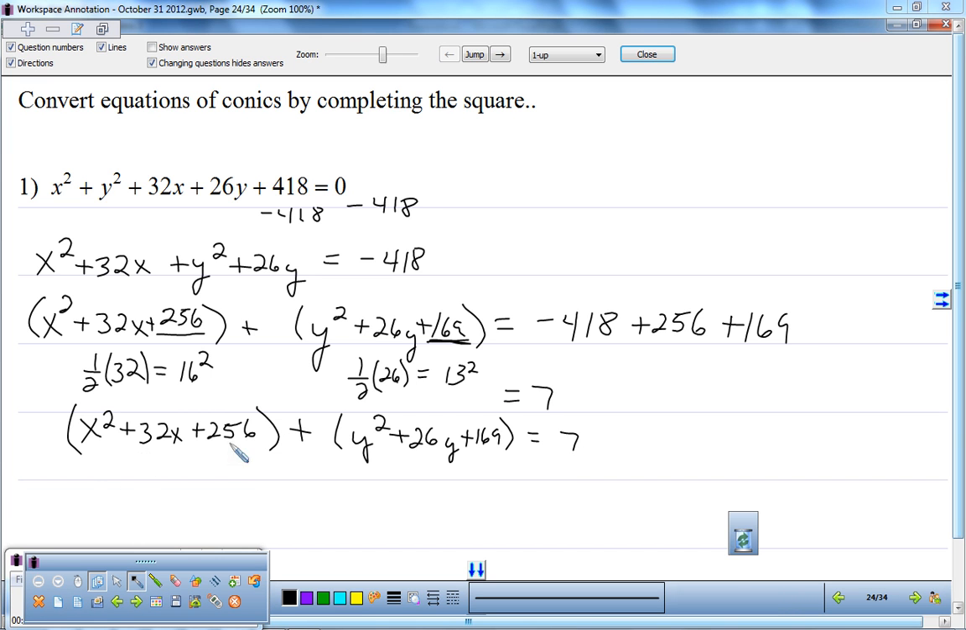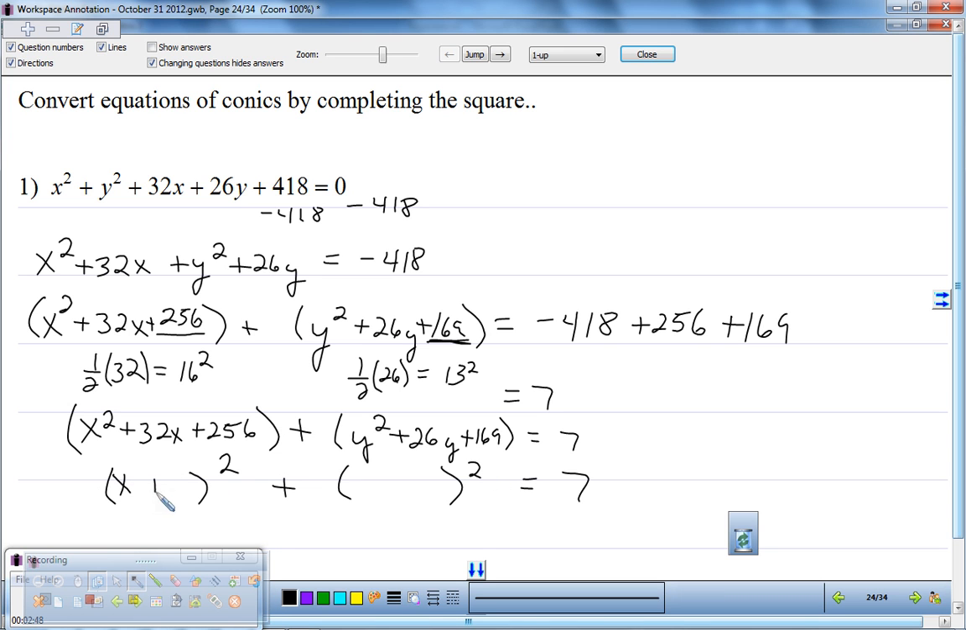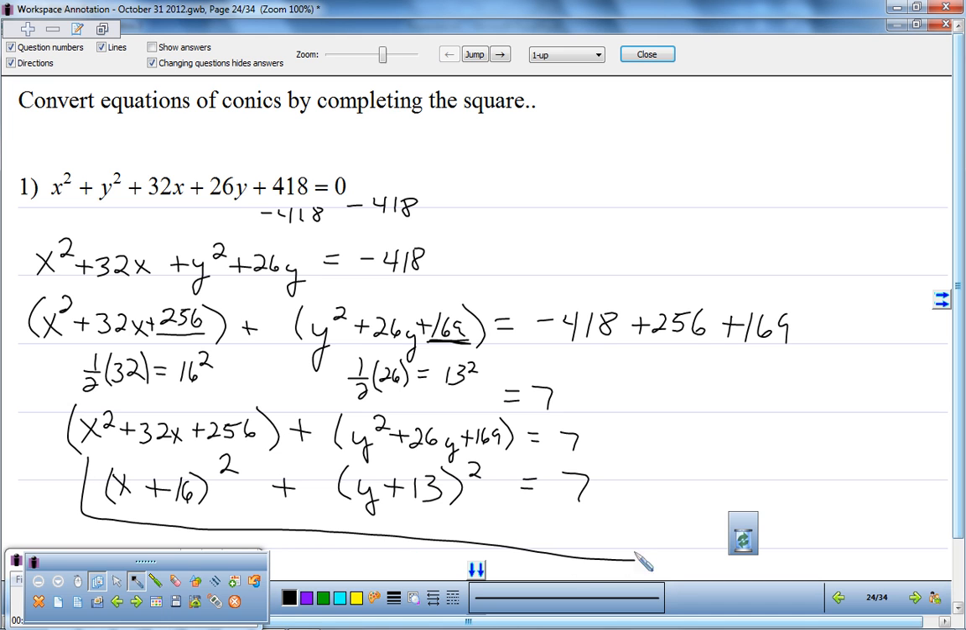Alright, now we're going to end up writing this in this form of the equation. So we know that's x plus what? Well, we'll take the square root of 256 and it gives us 16. So we're going to have x plus 16. And here we're going to take the square root of 169, and it's 13, so y plus 13. So now we found the equation in standard form for this particular conic.